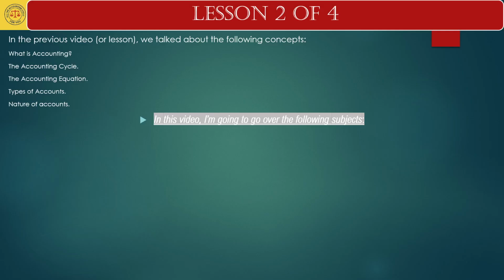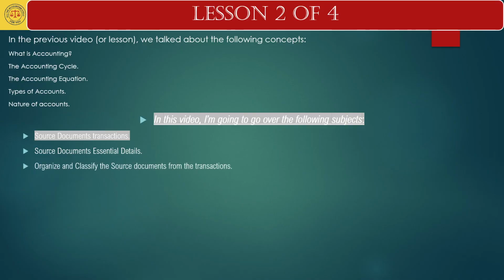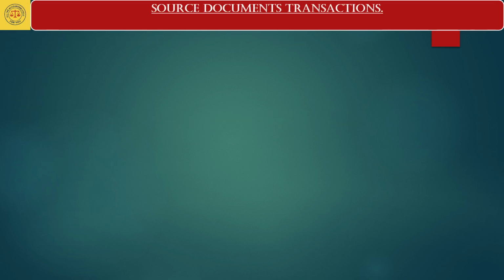In this video, I'm going to go over the following subjects: source document transactions, source document essential details, organize and classify the source document from the transactions, T accounts, debits and credits, journal entries and general journal entry, general ledgers, record transactions, and that's what we are going to see in this part.